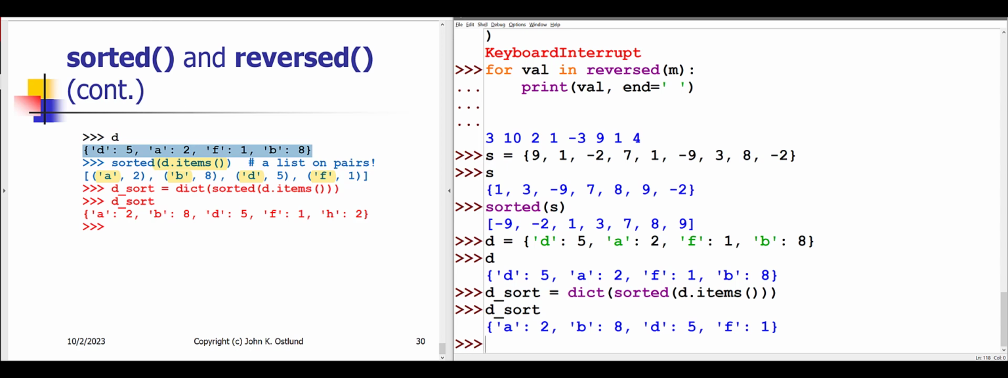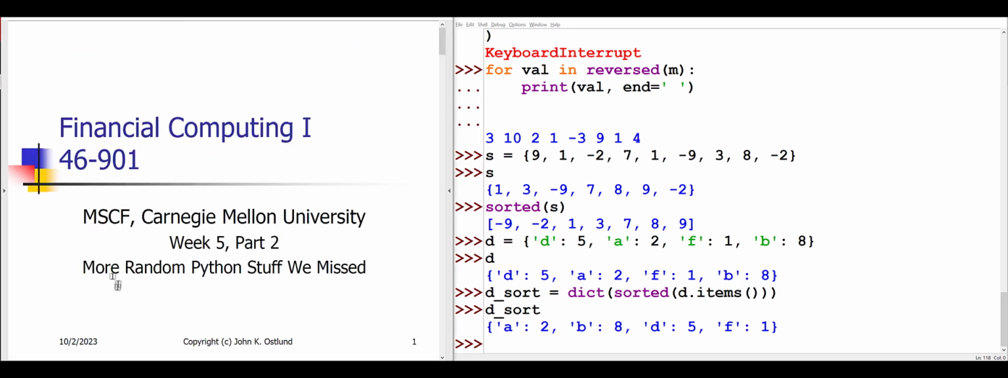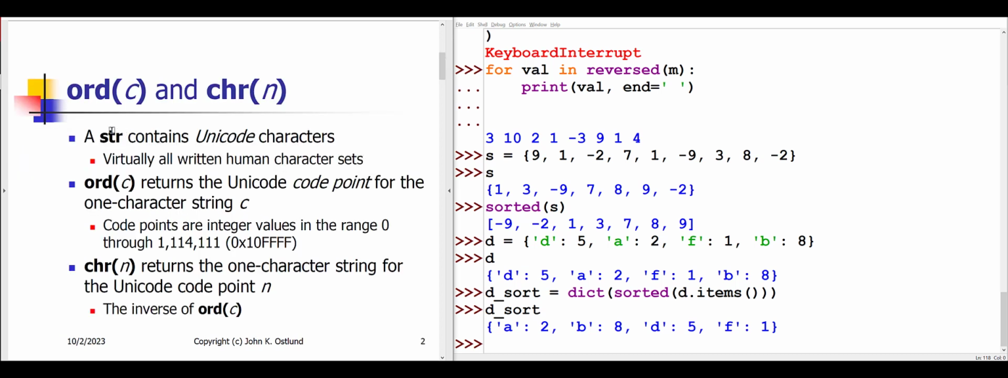All right, well, now onward to part 2, more stuff that we missed. The str data type, each str object, contains a sequence of Unicode characters. And virtually all written human character sets can be represented in the Unicode character set. If you're not familiar with Unicode, you can just Google for Unicode, and the Wikipedia page about Unicode is very thorough and very long and will tell you way more than you have time to learn.